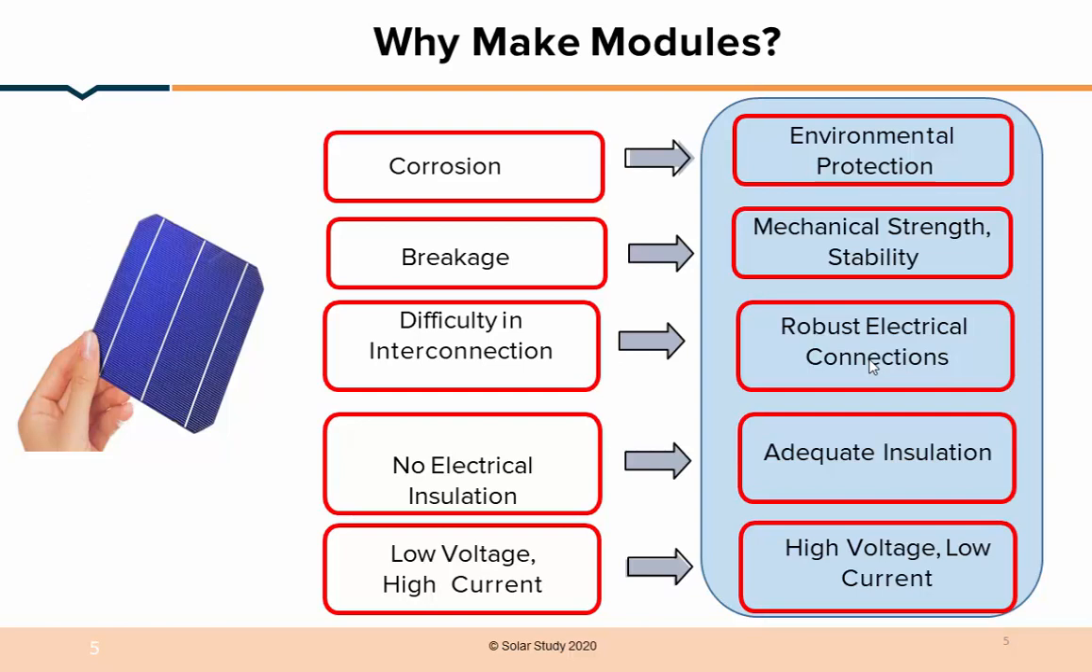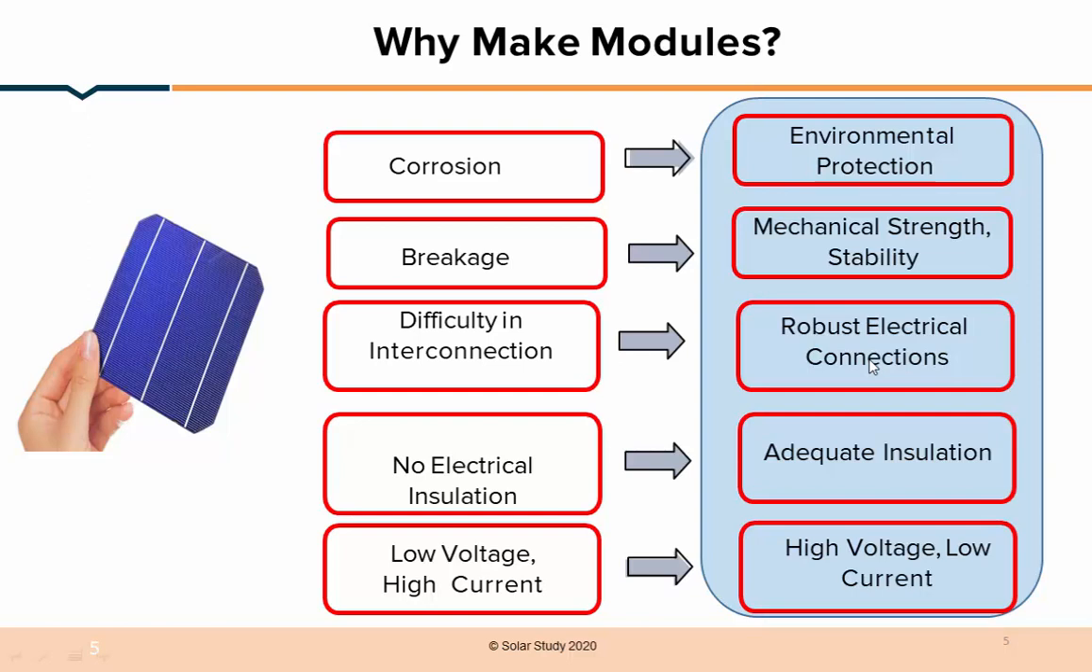So why do we want to make modules? One, we have to protect from corrosion. Then, breakage of the cell, we have to overcome that, so it should not be breakable. There may also be some difficulty in connecting the cells, which we have to reduce. If I use only a single cell, it is a very difficult task to connect one cell into our electrical system. And this cell does not have any electrical insulation, and it has very low voltage but very high current. So in order to overcome all this, we have to make modules.